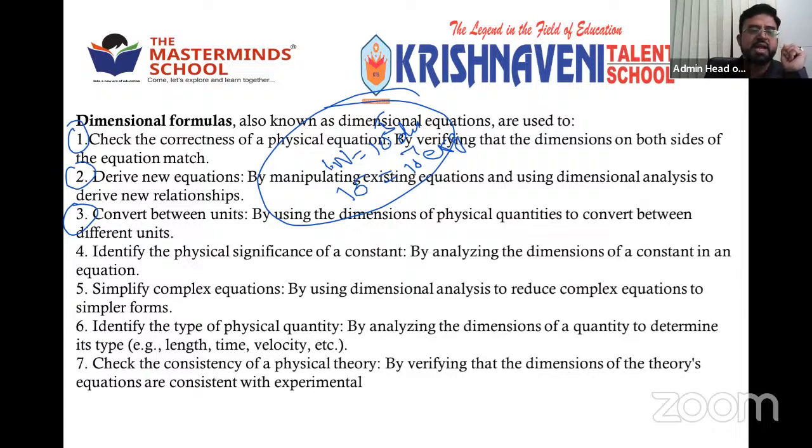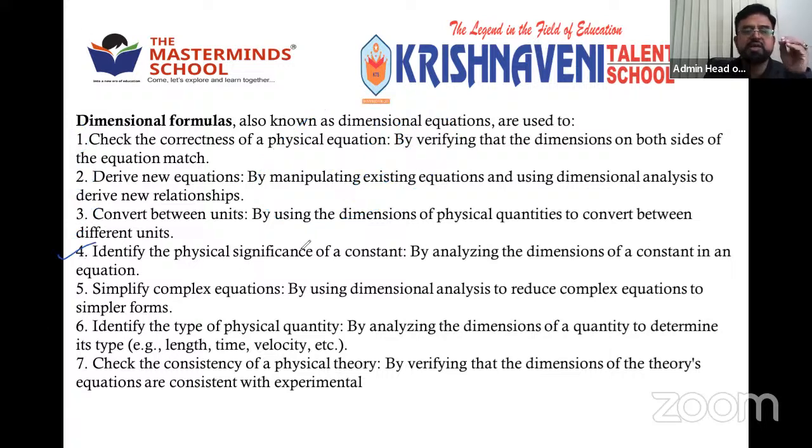Apart from that, there are other possibilities also. The 4th one you can see: identifying the physical significance of constants. If any constant is there, like 2 pi or other constants, what is the importance of that? We can analyze that by analyzing the dimension of the constant in the equation. Then, simplify complex equations into simple equations. By using the dimension formula, complex equations can be converted into simple equations and then you can solve them.